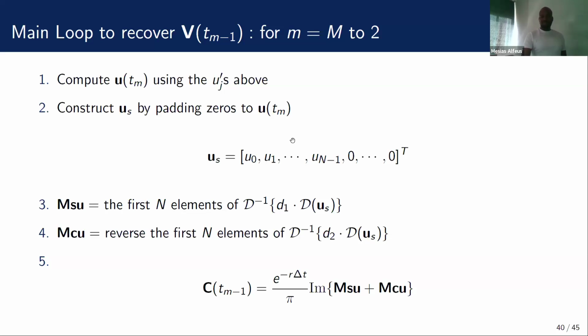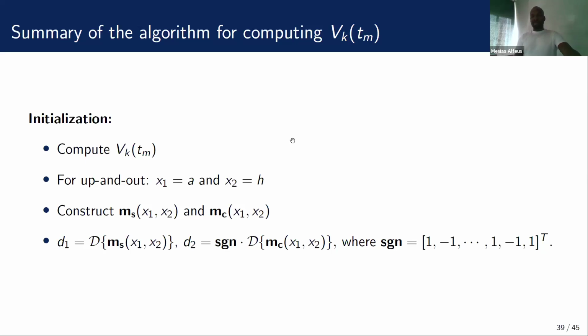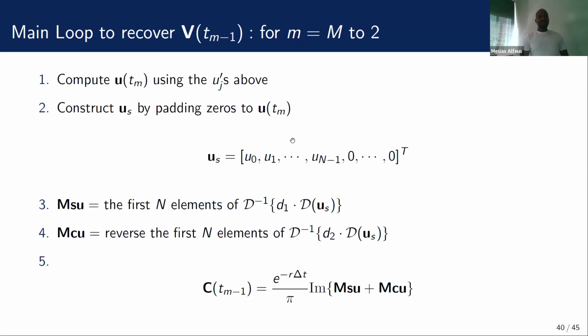So this is the main loop. Here, these are the first things that you calculate. You only calculate these things once, and then you can move on to the loop where you calculate until you reach V_K at T1, which is what we want.